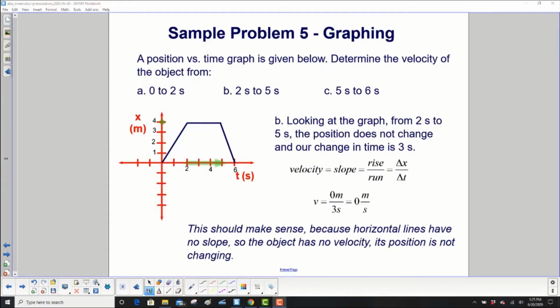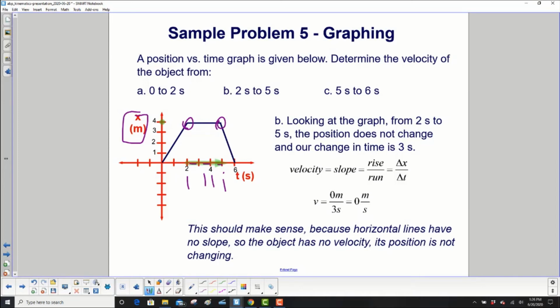Part B, from 2 seconds to 5 seconds. Looking at the graph from 2 to 5, the position does not change. Here's the position. You stay at 4 meters the whole time. The change in time is 3 seconds. You go from 2, 3, 4, 5. 1 second, 2 seconds, 3 seconds.